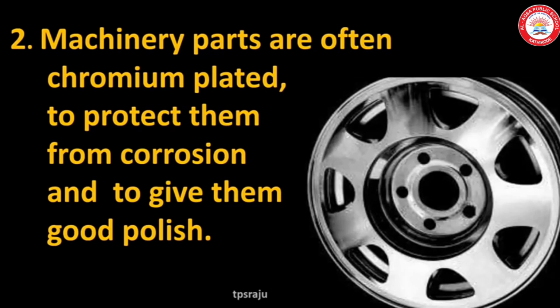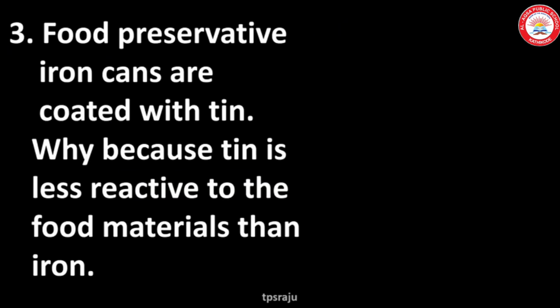Second one, chromium plating, we have already discussed. Machinery parts are often chromium plated to protect them from corrosion and to give them a good polish. Next one, tin cans used for storing food are made by electroplating tin onto iron. Because tin is less reactive than iron, food does not come into contact with iron and is protected from getting spoiled.